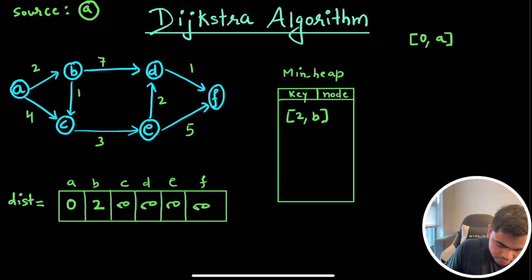The node is C. So C has infinity distance, the current distance is infinity. That means it's not reachable, but there is a direct path that has the distance 4. So I will assign 4 here, because 4 is smaller than infinity. All right, 4 right here, and then I will also append it to my min-heap. So the distance is 4, and my current node is C.